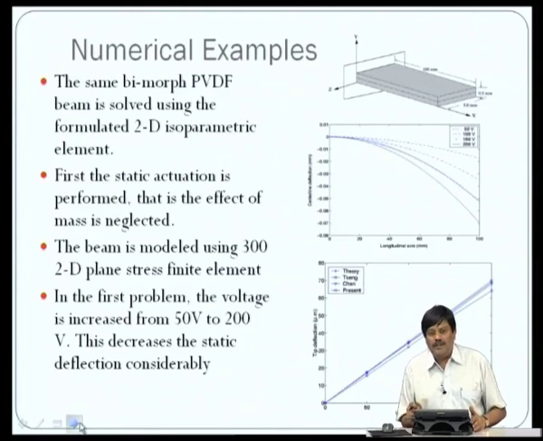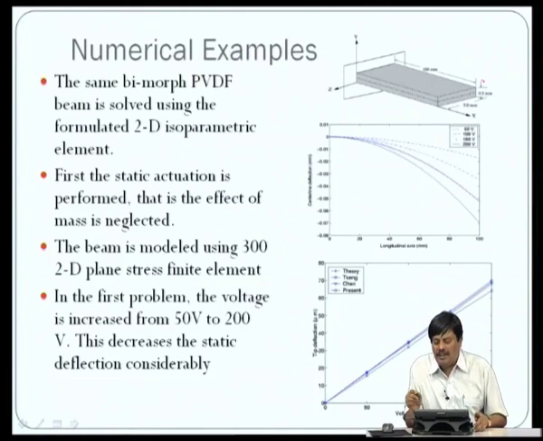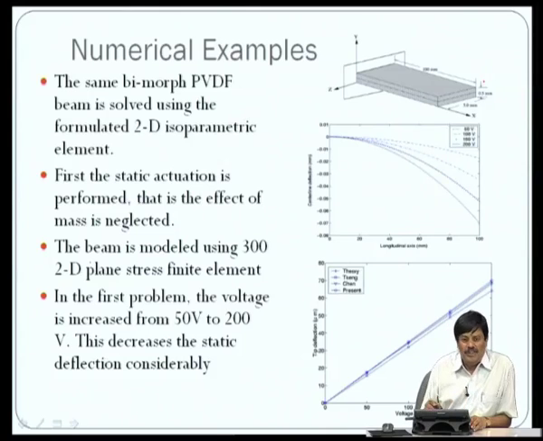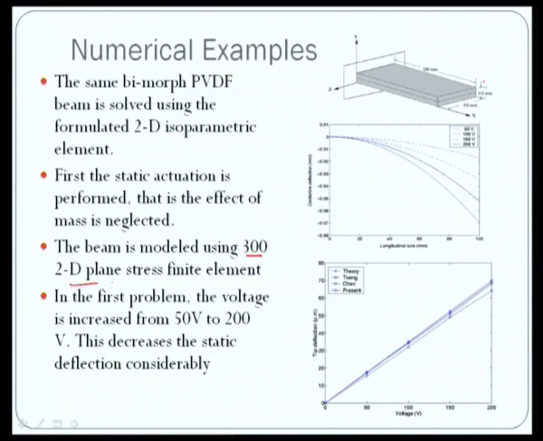Let us now do the numerical example. We will consider the same numerical example which we solved using the exact equation and also using the lumped approach. Here we will see how more information can be obtained, especially for the actuation problem. This is a static problem where the effect of mass is neglected. We have modeled this structure only along the xz plane, using 300 2D plane stress finite elements with a thickness T given here.